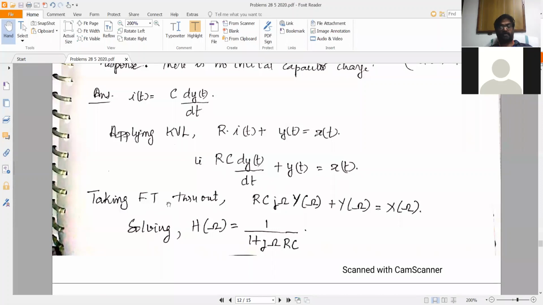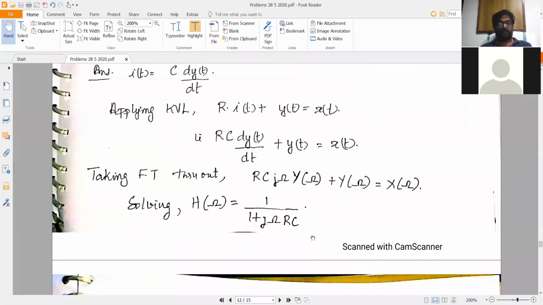We take the Fourier transform throughout. This gives RC j omega Y(omega) plus Y(omega) is equal to X(omega). Solving, you get H(omega) equal to Y(omega) by X(omega), which is equal to 1 by 1 plus j omega RC. So that is your frequency response.